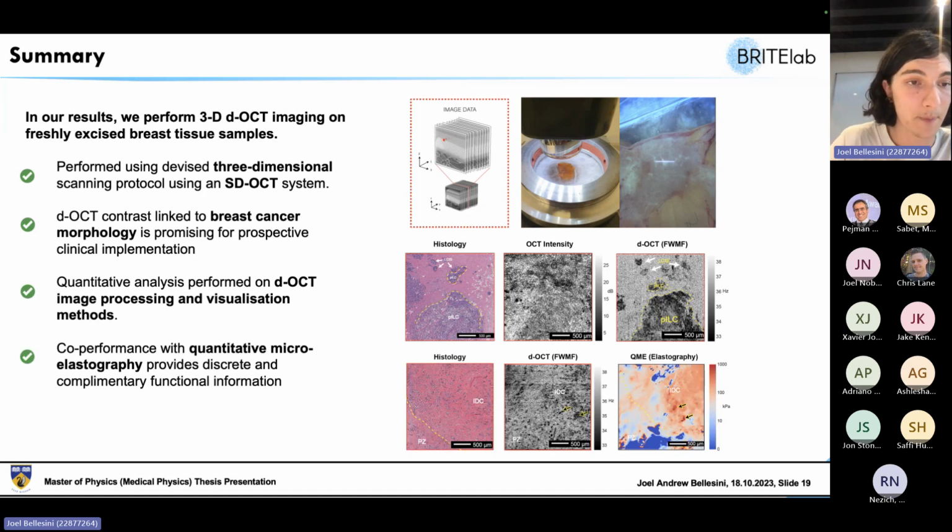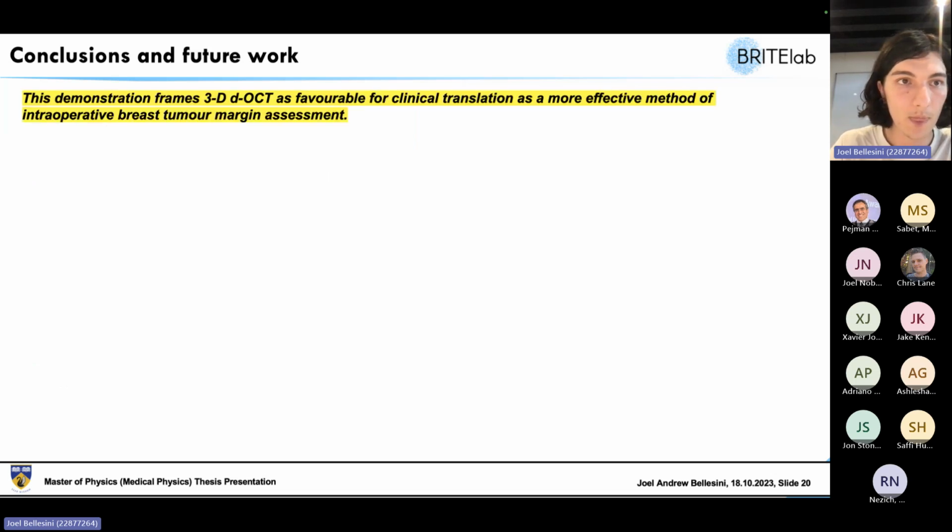And finally, co-performance with another functional extension of OCT, QME, provides discrete and complementary functional information, which opens the door to multimodal OCT imaging techniques where complementary contrast for a given field of view could be obtained through multiple methods. So to conclude, this demonstration frames three-dimensional dynamic OCT as favorable for clinical translation as a more effective method of intraoperative breast tumor margin assessment.